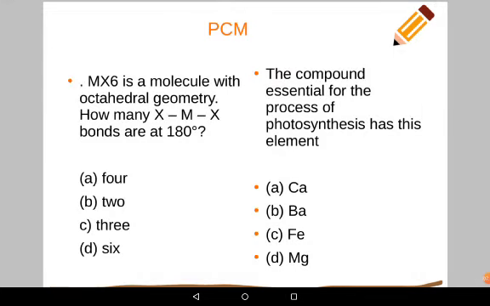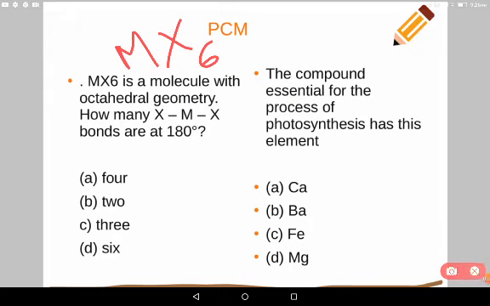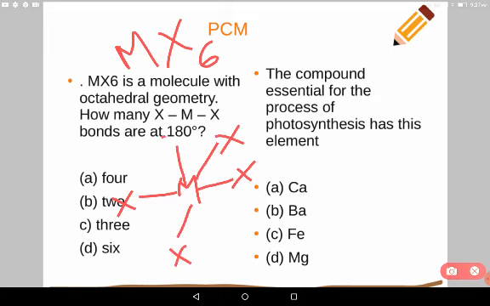The next question is this: MX6 is a molecule with octahedral geometry. How many X-M-X bonds are at 180 degree? It's a question from chemical bonding, and we do know what is the octahedral geometry, right? We can just construct it for the visual easiness. Okay. Now this is the octahedral geometry, right? These all are dashed formula. Okay.